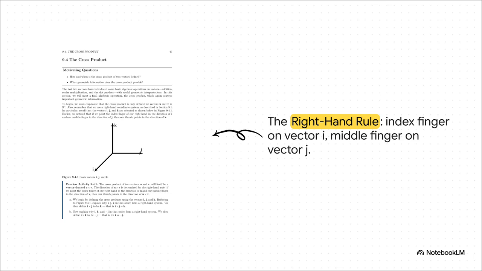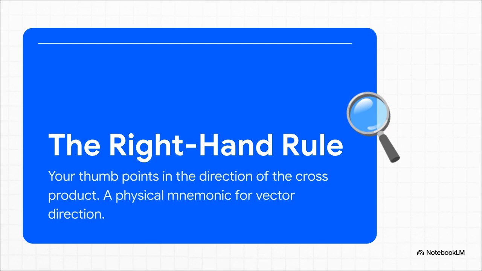No, seriously. Go ahead and hold up your right hand right now. Point your index finger in the direction of your first vector. Let's say it's i. Then, point your middle finger in the direction of the second vector, j. And bam, just look at your thumb. It's pointing straight up, right in the direction of k. That's it. Your thumb automatically shows you the direction of the cross product vector.